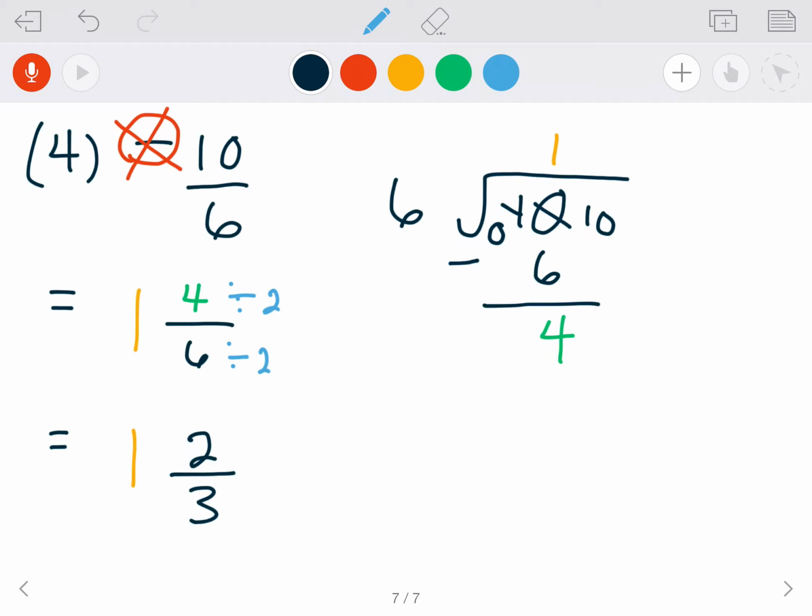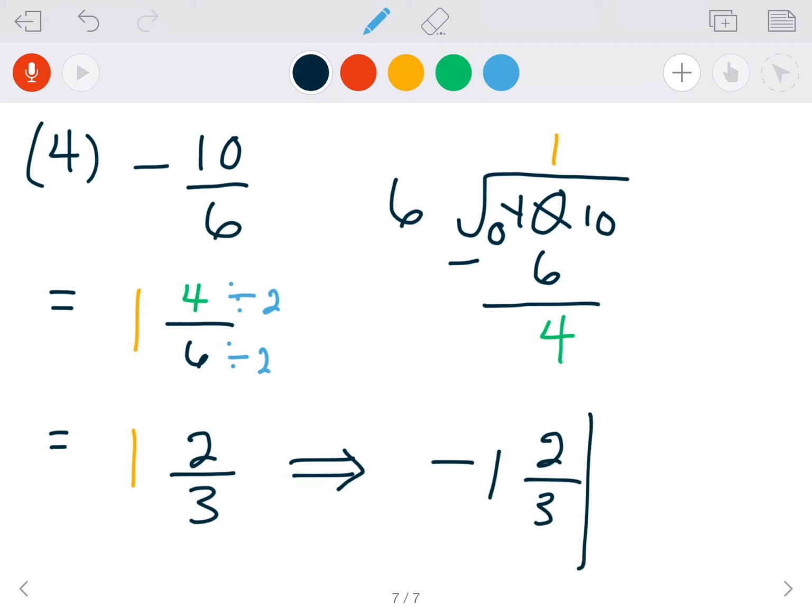So the only thing we have left to do is thank that negative sign for its patience, and we will attach it. So our final answer is -1 2/3. That is fully reduced, fully simplified. So -10/6 is the same as -1 2/3, just in a different form.